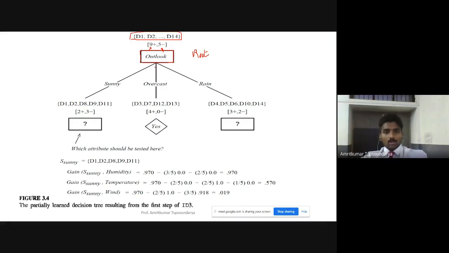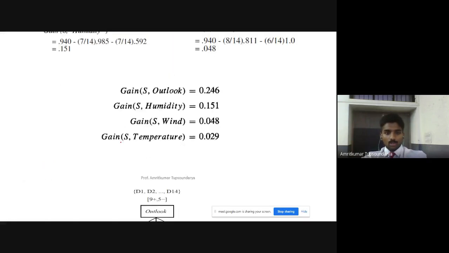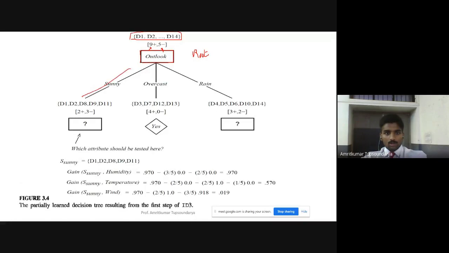Now, subsequently, outlook basically has 3 values. Let me show you the table once again. Outlook can have 3 values: either it can be sunny, it can be overcast, or it can be rain. So for all these 3 values, sunny, overcast, and rain, what are the training examples that we have? As you can see, the total 14 training examples are divided or categorized on the basis of the values for outlook.